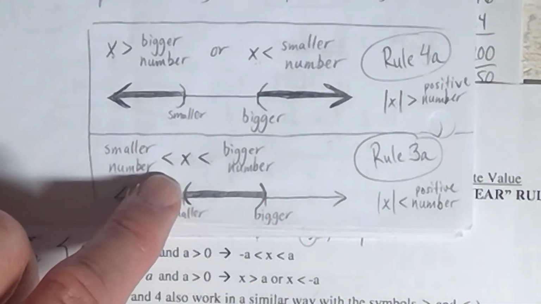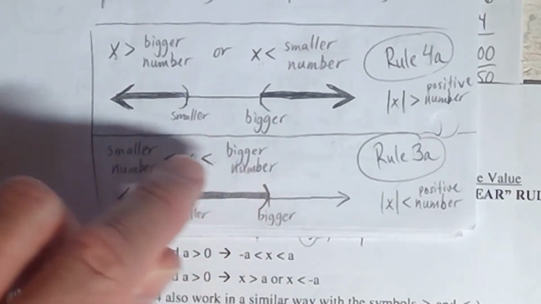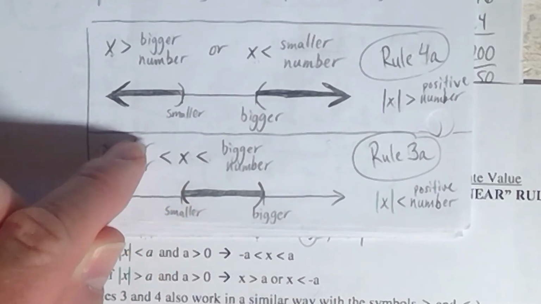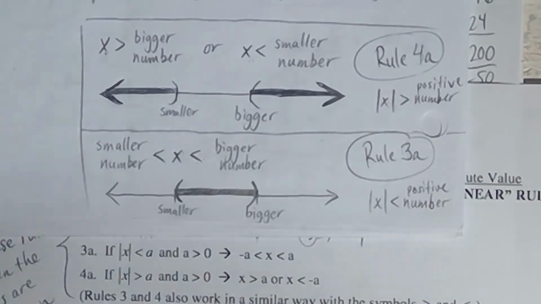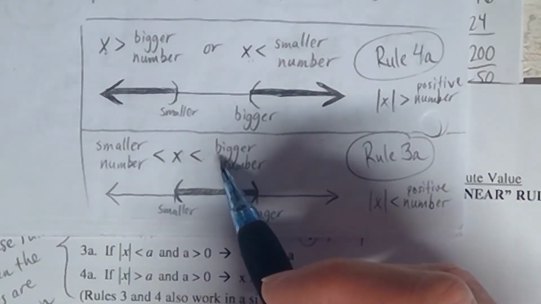Because again, there's going to be two different alligator mouths here. One of them will be eating the bigger number. The other one will be eating the variable, with the smaller number on the other side of the one that's eating the variable. So if you do it correctly, it's going to look like that.